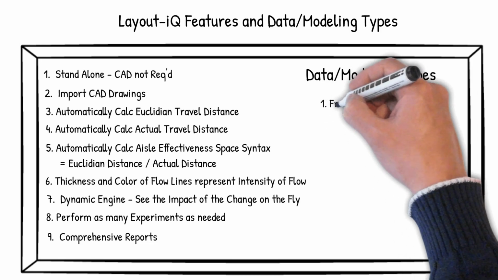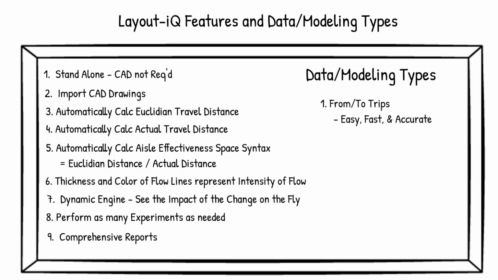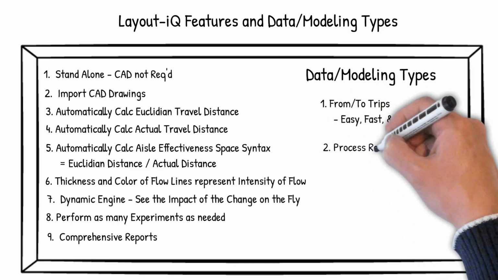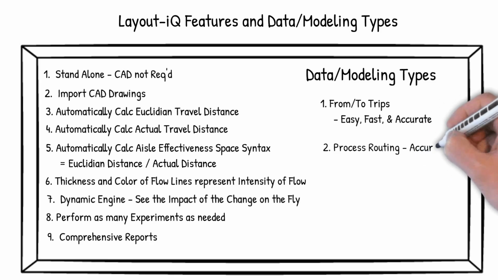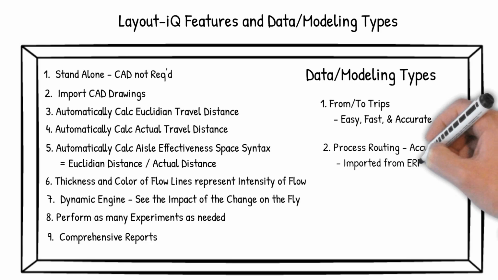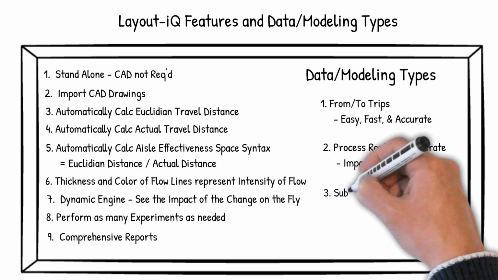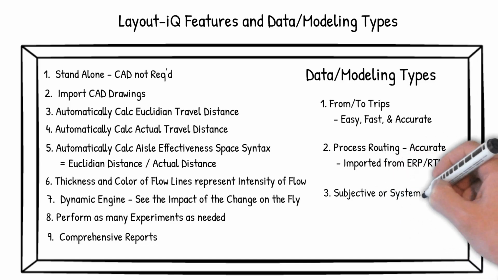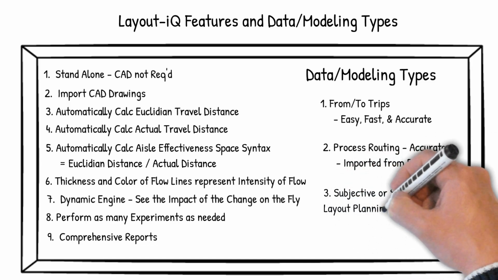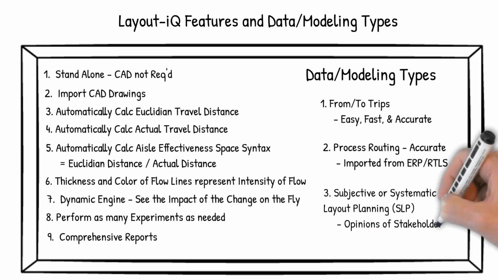Next, the 3 data types and modeling methods in Layout IQ included the following. First, the from 2 trips method, which is the easiest modeling method. Second, the process routing method, which is the most detailed method. Process routing usually requires the organization to have flow data in a format that can be imported into the software. This can be from an ERP system or from a real-time locating system. Third, the subjective method, which is also referred to as systematic layout planning, or SLP. This method relies on the opinions of the stakeholders.